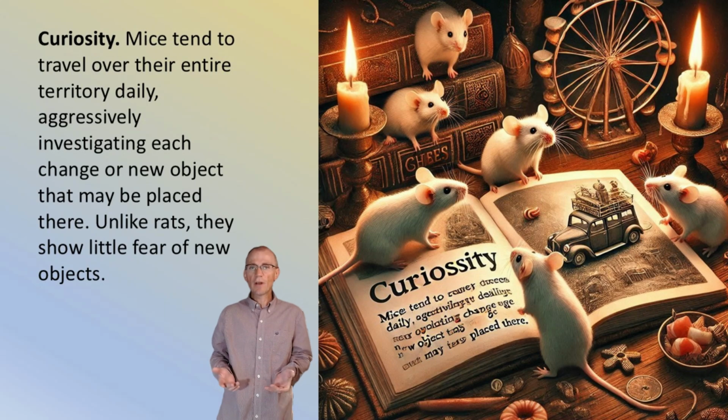Curiosity. Mice tend to travel over their entire territory daily, aggressively investigating each change or new object that may be placed there. Unlike rats, they show little fear of new objects. Because mice are curious like this, one thing you're going to hear as you go through training on mice is that they'll go into traps much quicker than something like a rat. They usually forage less of an area than something larger like a rat, but trapping can work a lot quicker with mice because they are curious and will go into our traps a little bit quicker.